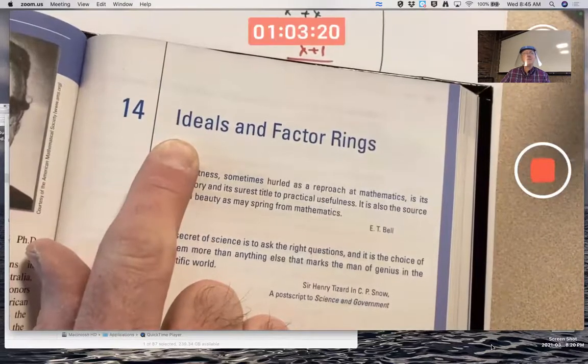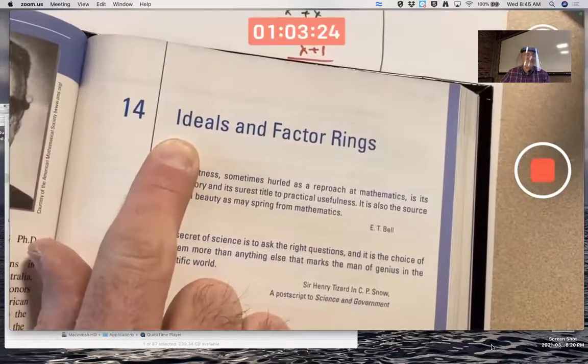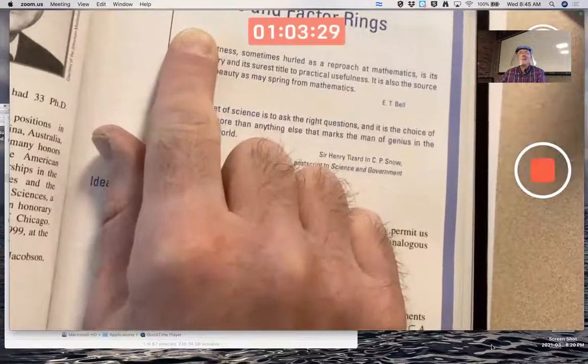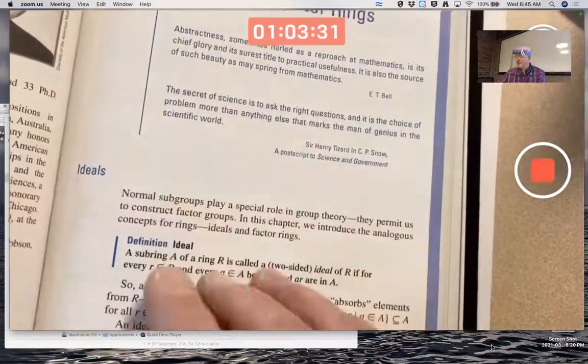Who thinks of these names? Why an ideal? I don't know. It just seemed like an ideal name. Oh, sorry, bad joke. They do have ideal properties. That's kind of a bad joke too.